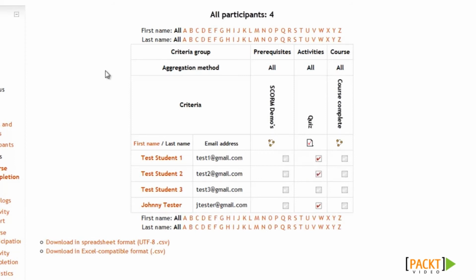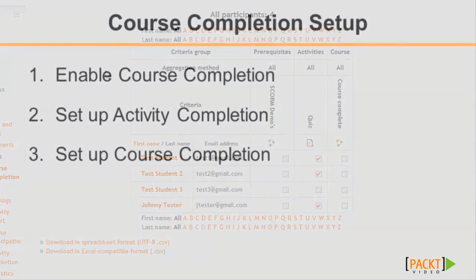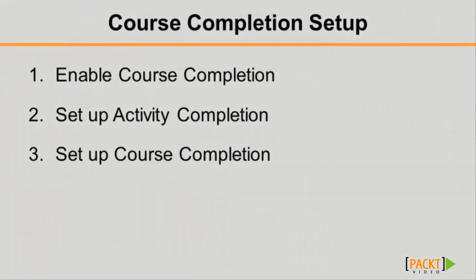Okay, so now let's go over how to set this up for your courses. When it comes to setting up course completion, there's 3 parts to the overall setup process. The first part is to enable the course completion feature for your Moodle site. The second part is to set up activity completion for each activity that you want to be considered as a requirement for course completion. And the third part is to set up course completion for each course that you want to use this feature for.